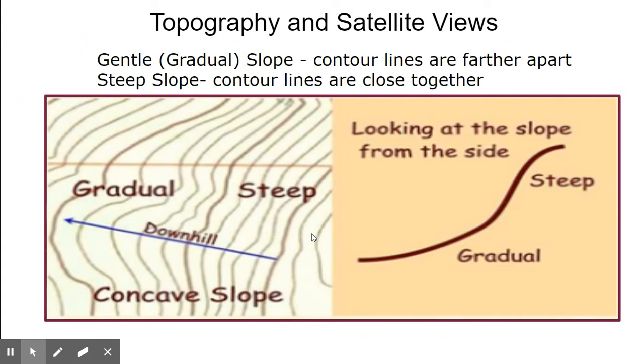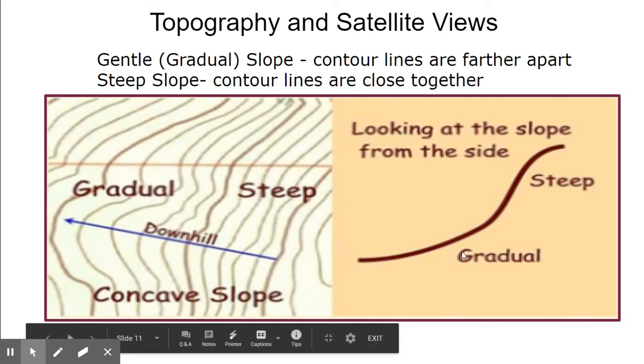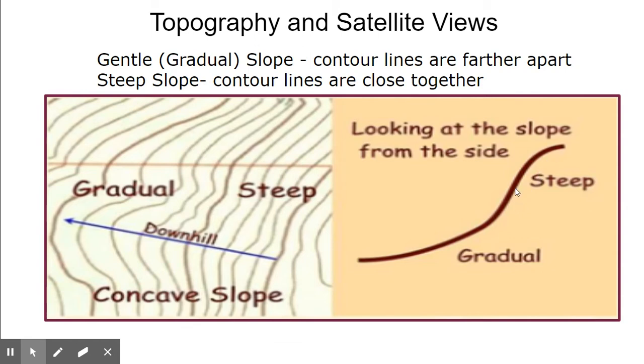Okay, this year we also studied topography and satellite views. So topography is a type of map that represents elevation on Earth in a 2D format. So when you're looking at these, contour lines are going to be representing elevation. So when you have these contour lines that are far apart from one another, we say that the elevation is gradual, meaning that it's not steep. Okay, but when the contour lines are close together, it means that the elevation on the map is very steep.